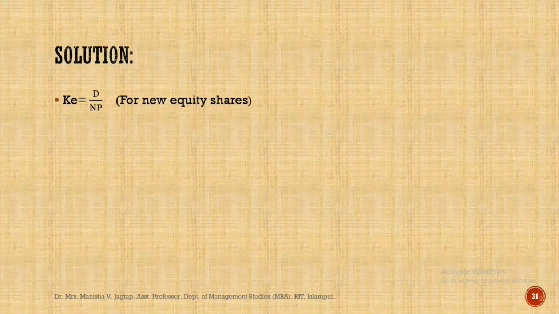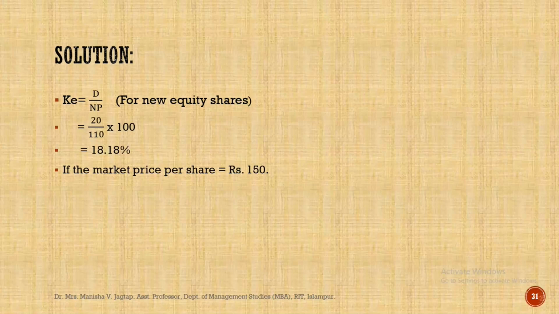First, we will write the formula for new equity shares, that is D upon NP. So it is already given, dividend rupees 20 divided by NP, that is 110 into 100. And by solving this, we get the answer, that is cost of equity is 18.18%.